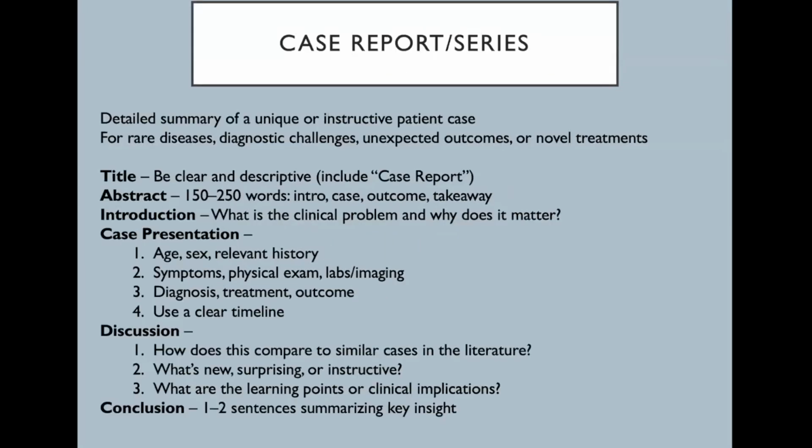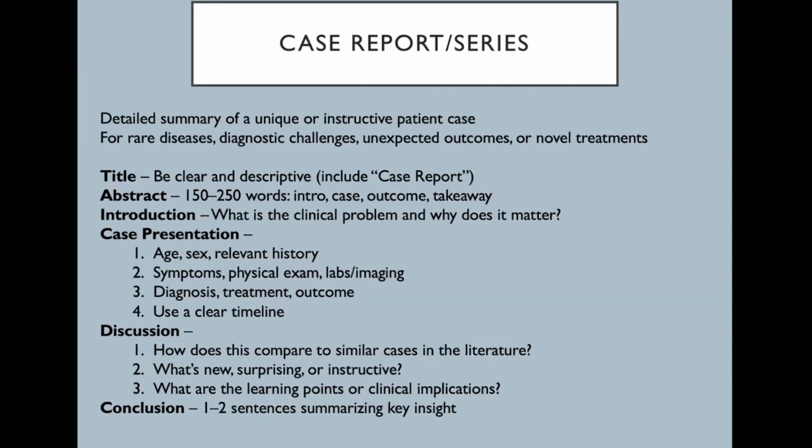All right. Just going through a few different types of studies that we talked about and how to navigate these studies if you aren't completely familiar. Looking at case reports and case series, they're typically a detailed summary of a unique or instructive patient case. So they're used for rare diseases, diagnostic challenges, unexpected outcomes, or novel treatments. So navigating a case report or case series starts with a descriptive title. An abstract is typically short and tells you what the main takeaway of this report was.